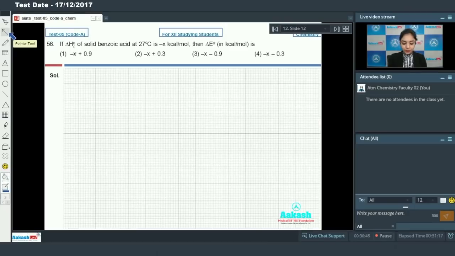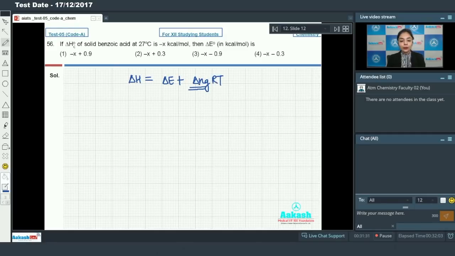Question number 56. In this you have been given the delta H naught combustion of solid benzoic acid at 27 degrees Celsius is minus X kilocalorie per mole, and you have to identify the delta E naught, that is change in internal energy in kilocalorie per mole. So first of all, tell me what is the relation between change in enthalpy and the change in internal energy. It is delta H is equal to delta E plus delta Ng RT.